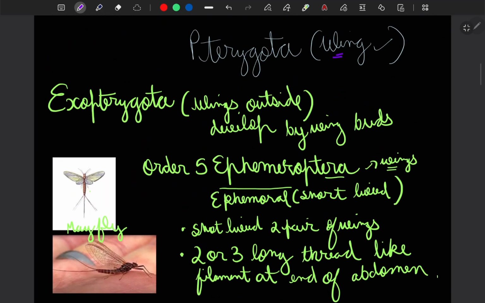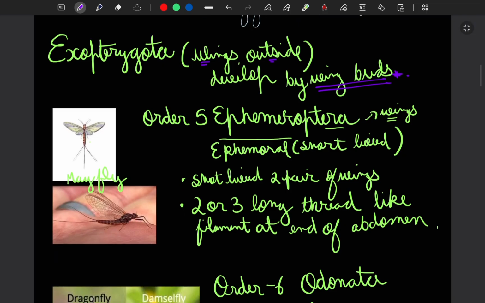The Exoterygota have the wings which develop outside by the wing buds. These are the organs which help in development of wings. The first order in Exoterygota is Ephemeroptera. Now here also the word breakdown will work very nicely for you.